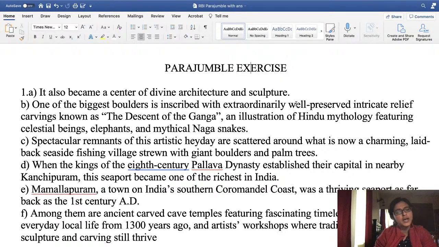Let's see why we have this option, right? We already know about Mamallapuram. We know that it became a center of architecture and sculpture, right? Let's look at sentence number B. One of the biggest boulders is inscribed with extraordinarily well preserved, intricate relief carvings known as the Descent of Ganga, an illustration of Hindu mythology featuring celestial beings, elephants, mythical Naga snakes.